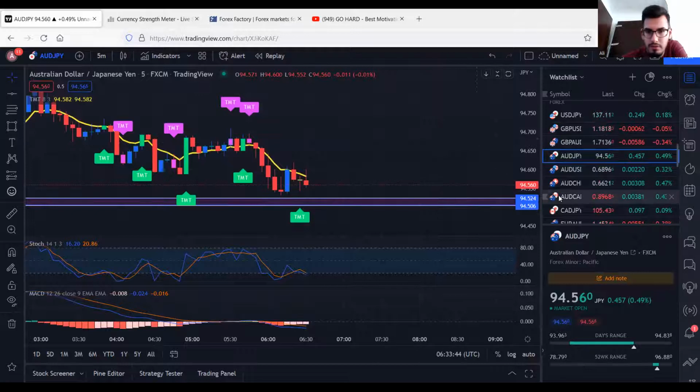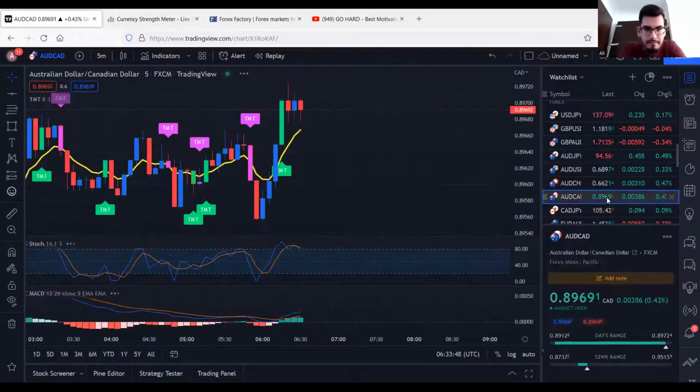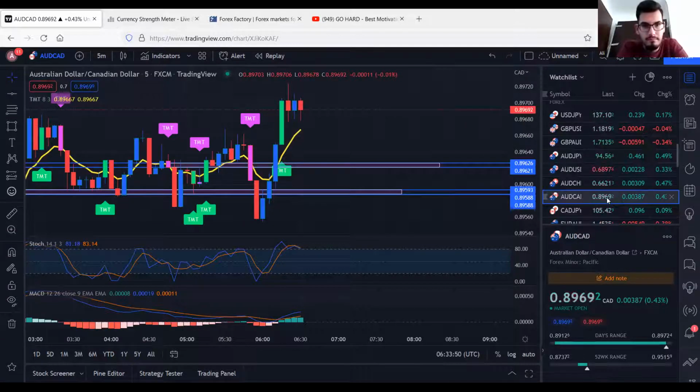AUD however, it is going towards my direction. AUD CAD still far away from us.